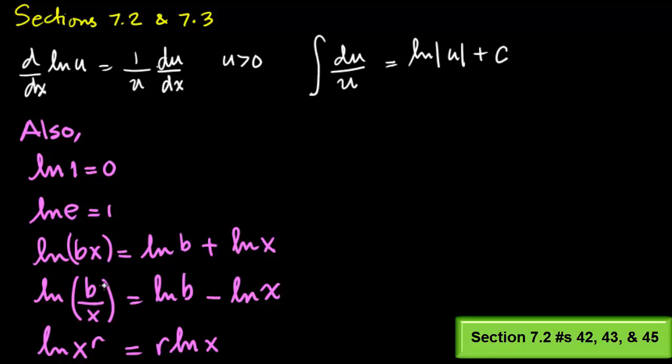Now if you have a quotient, by the quotient rule, the natural log of b over x is the natural log of b minus the natural log of x. And if we have the natural log of x raised to a power, let's say x squared, the natural log of x to the r is equal to r times the natural log of x. This is really just an extension of the product rule, because if you have x raised to the r, that means there are r factors of x, so that means r of these many natural log of x's.